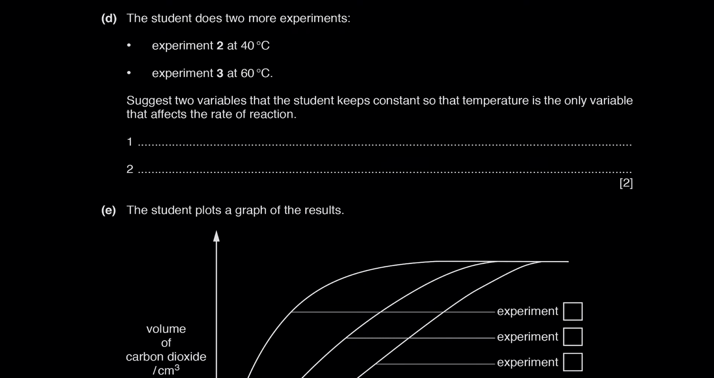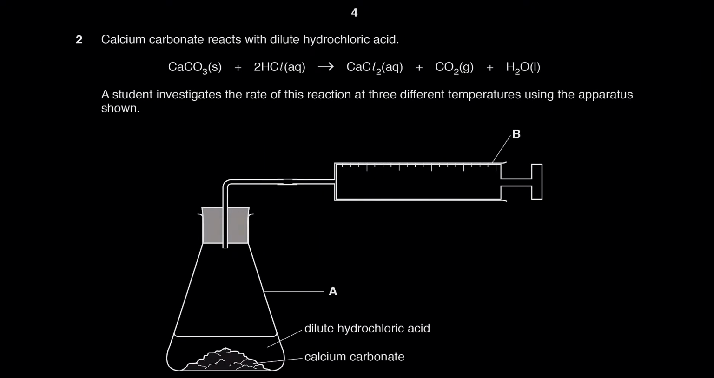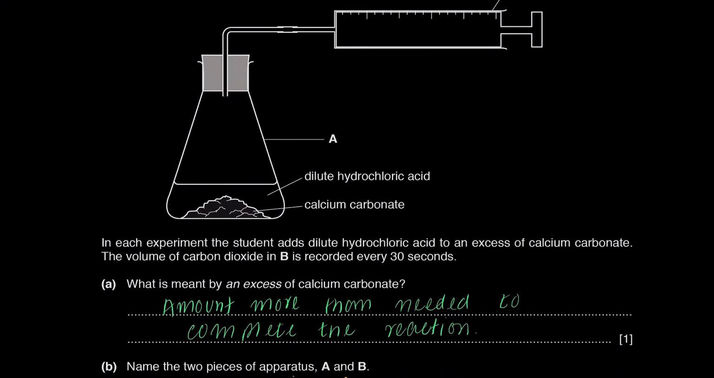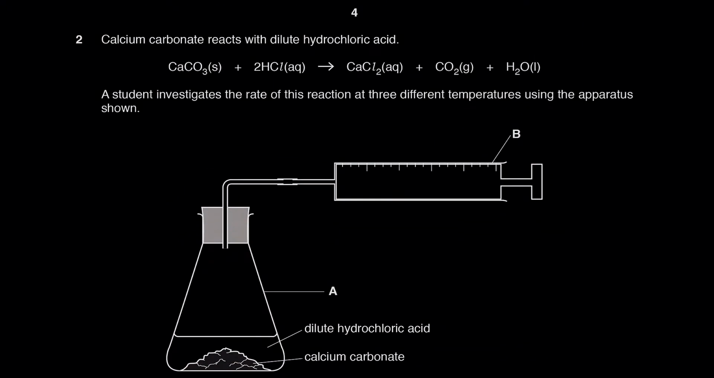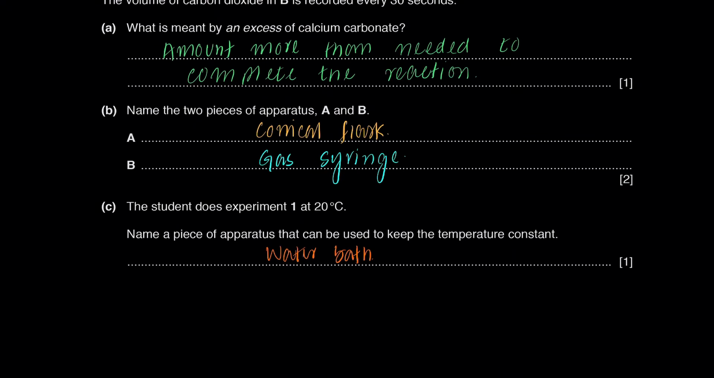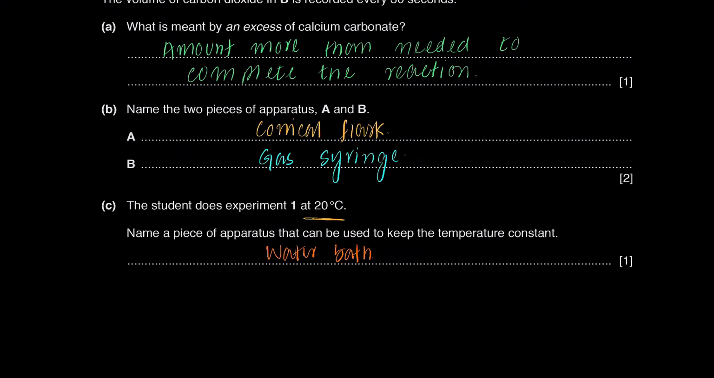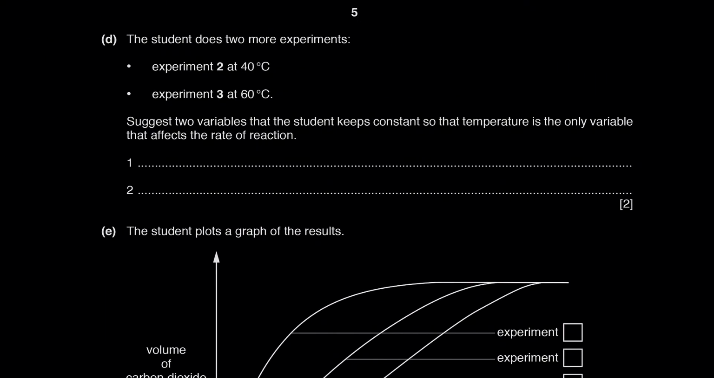Student does 2 more experiments. Experiment 2 at 40 degrees, experiment 3 at 60 degrees. I forgot what this experiment was at. The first experiment was 20 degrees. Let me just write that here. Experiment 1 was at 20 degrees. So this is going to be the fastest, second fastest, slowest.